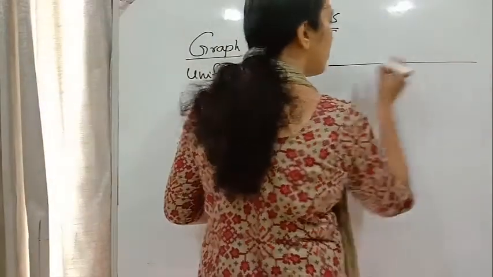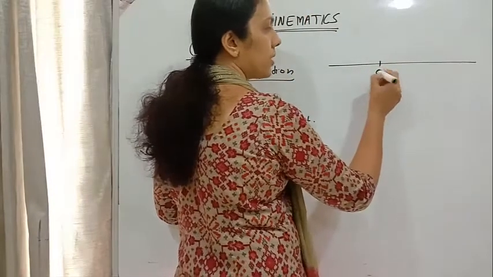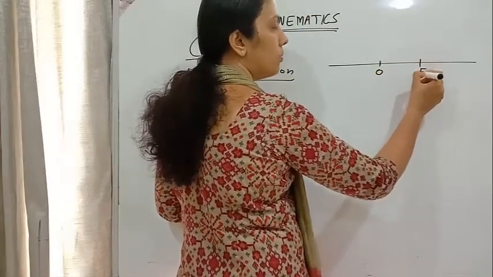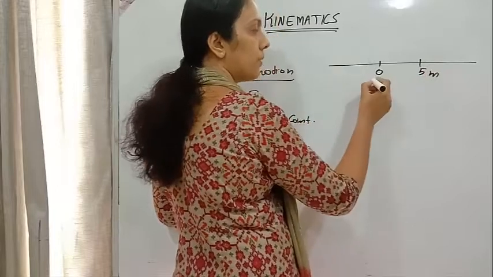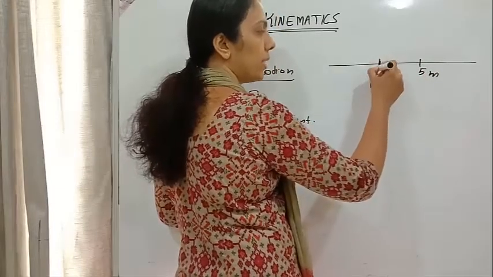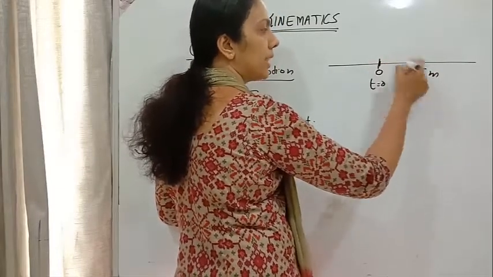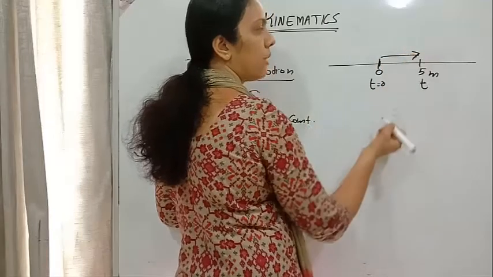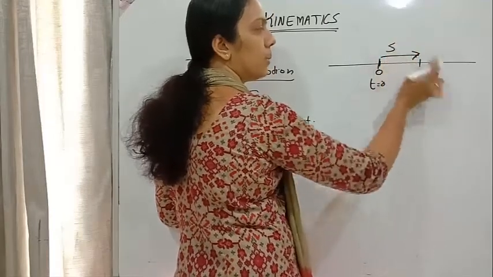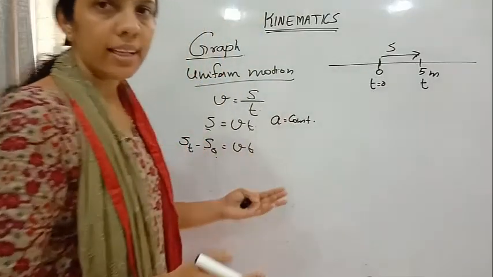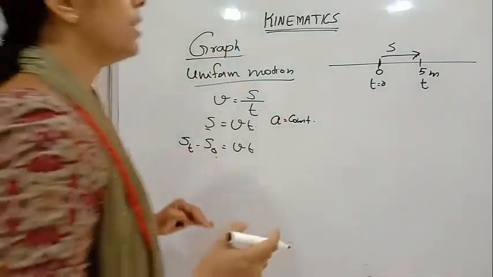So if this is the position line of the object, and this is the origin, and when I start my observation, the object is at 0 itself. After time t seconds, the object reaches 5 meters. Then the distance covered will be equal to 5 meters, right? Displacement is equal to 5 meters.